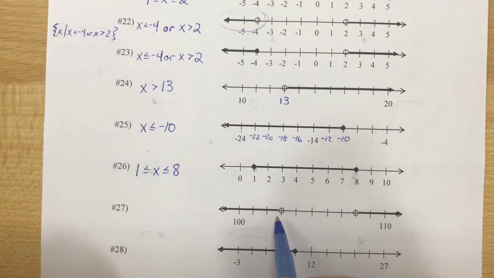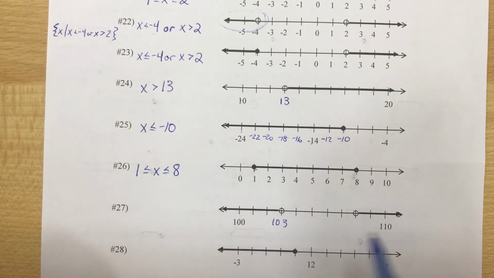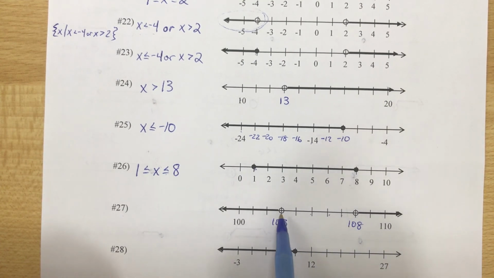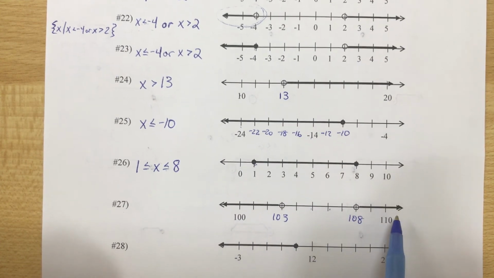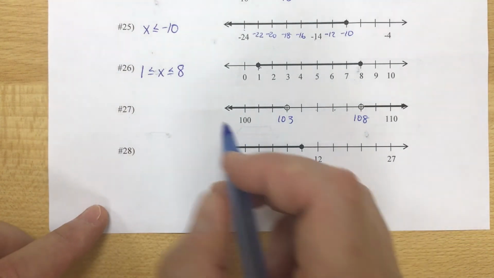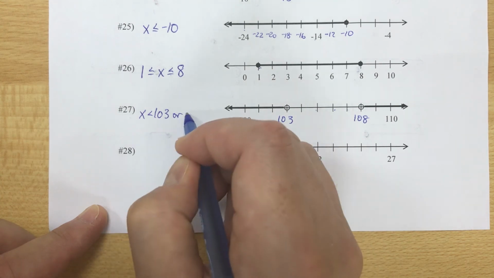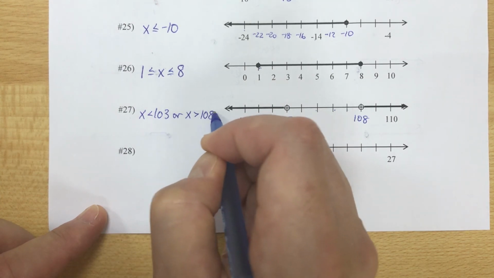27, I'd say we're going by ones again. 101, 102, 103, 104, 105, 106, 107, 108, 109, 110, yes. So this is 103. This is 108. Now we're shading opposite ways. This is an OR problem. So we'll say x less than 103 or x greater than 108.